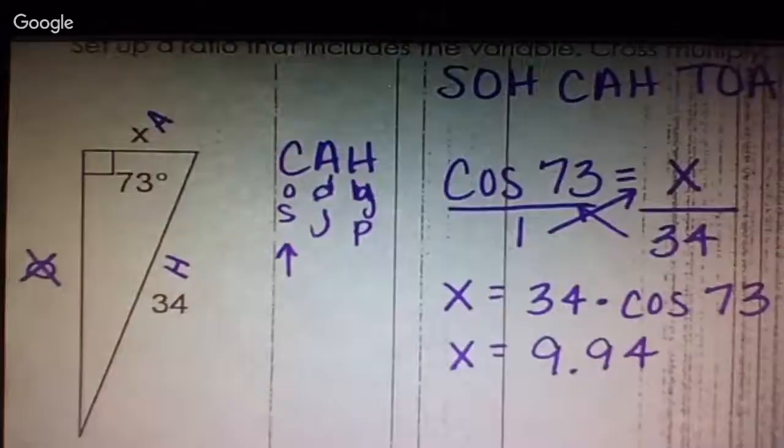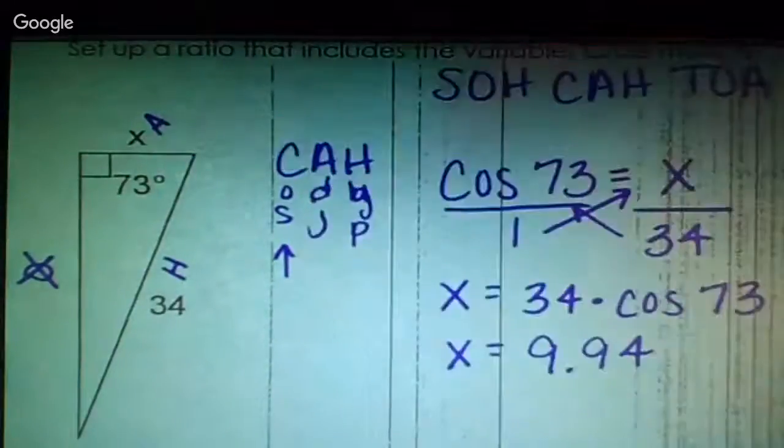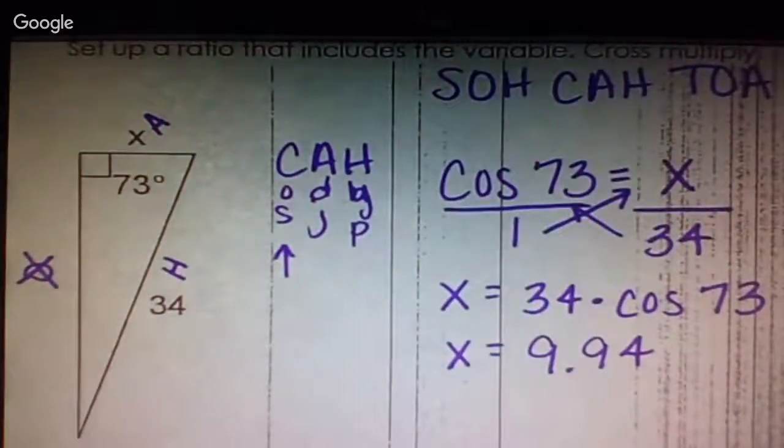I thought that was X. Wait, what side of the triangle? So your x is? Oh, you didn't point to it. That's all.